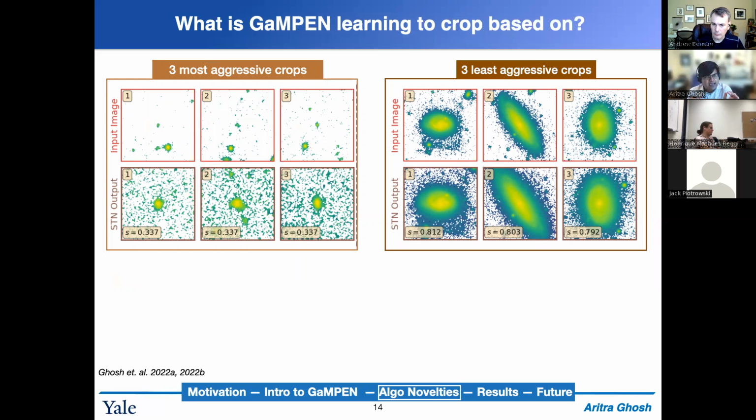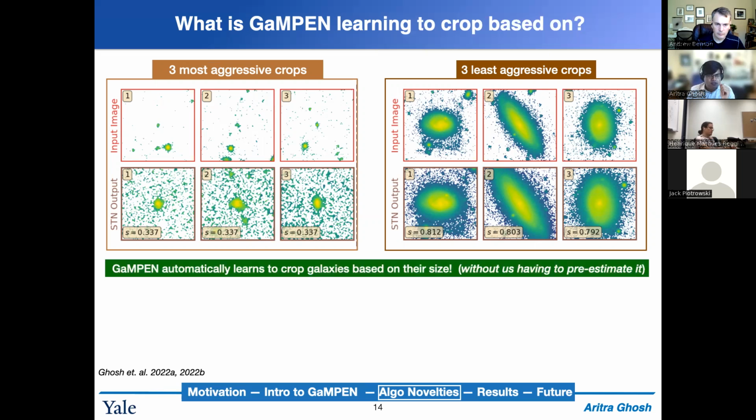On the left-hand side, I am showing you the 3 most aggressive crops, that is, the maximum amount of cropping that it applied. This is done specifically for the lowest redshift bin because that is where we have the largest range in sizes. On the right-hand side, I show you the 3 least aggressive crops. As you can clearly see, the places where GaMPEN does the maximum amount of cropping are the smallest galaxies. On the other hand, if there's a very big galaxy, it correctly learns to make a smaller kind of crop. So essentially, it automatically learns to crop galaxies based on their size without us having to either estimate the size or engineer this in a very specific way.